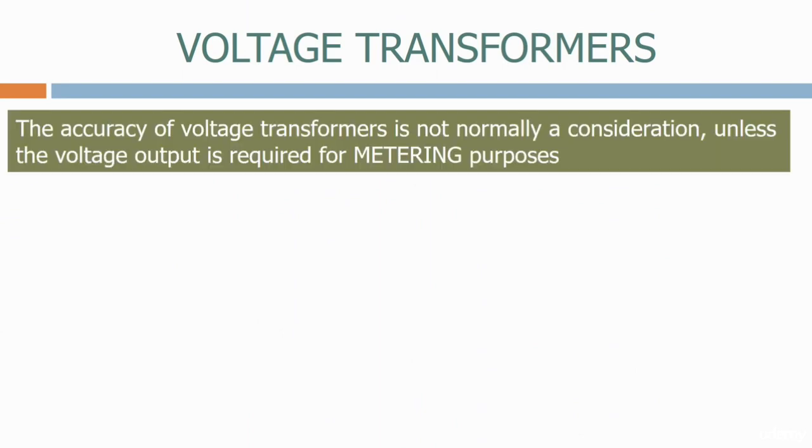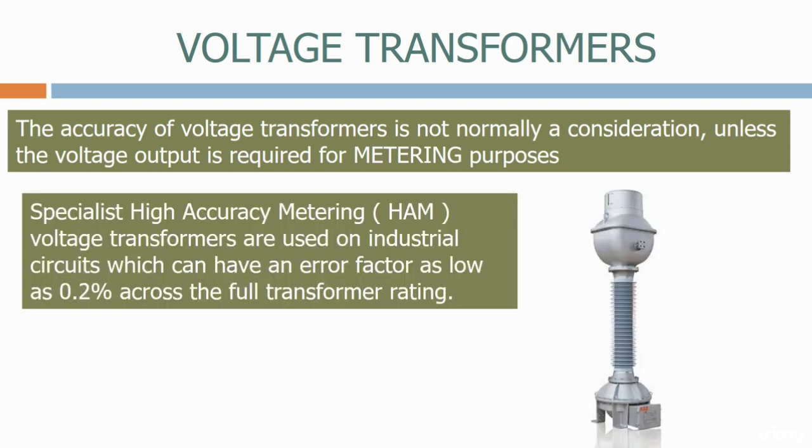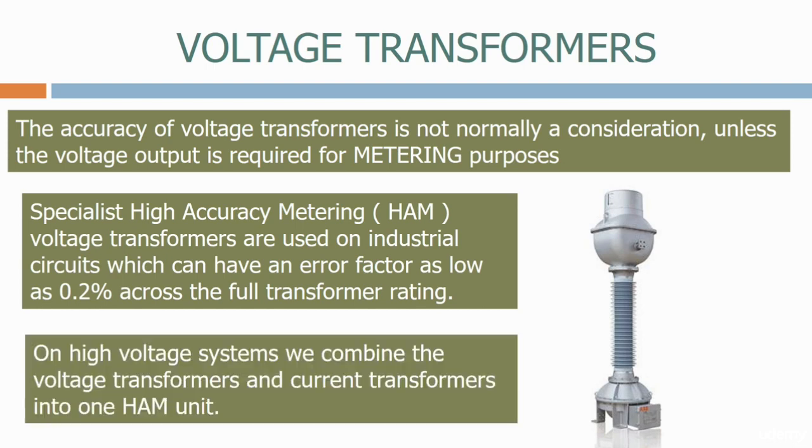The accuracy of voltage transformers is not normally a consideration, unless the voltage output is required for metering purposes. Specialist high accuracy metering, or HAM, voltage transformers are used on industrial circuits, which can have an error factor as low as 0.2% across the full transformer rating. On high voltage systems, we combine the voltage transformers and current transformers into one HAM unit.